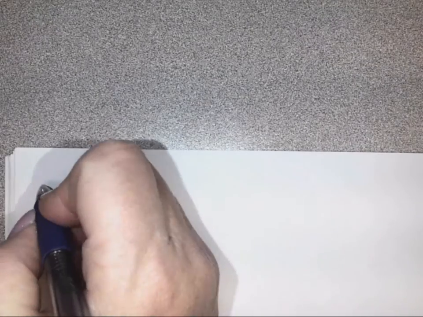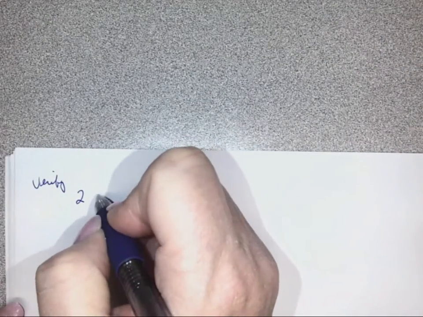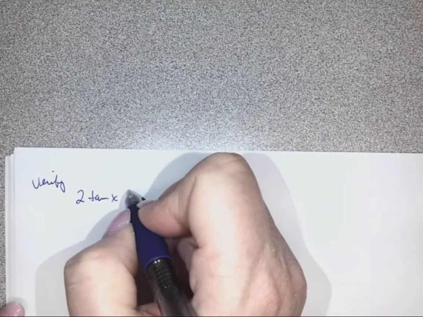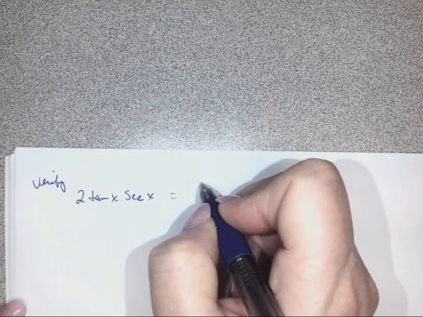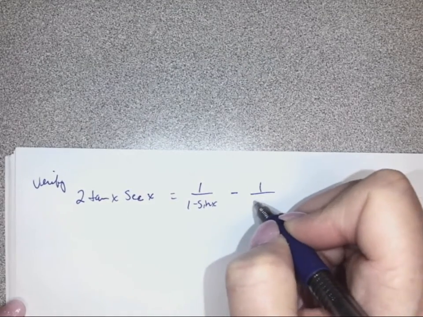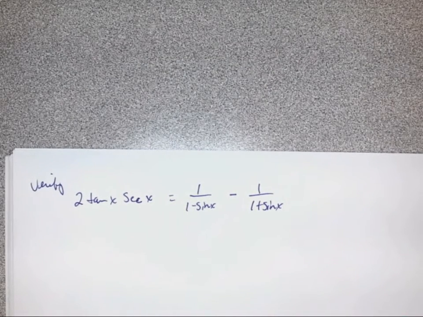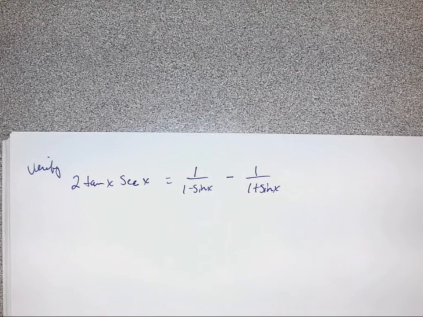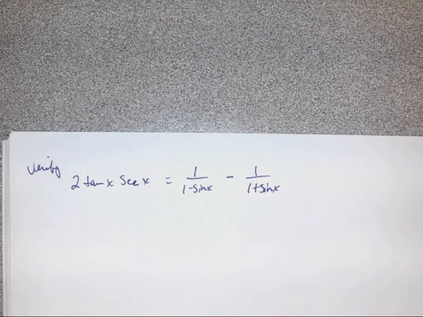So here we are going to verify that 2 tangent x secant x is equal to 1 over 1 minus sine x minus 1 over 1 plus sine x. So here we're looking at more complicated sides. Sometimes the more complicated side is when you have fractions.